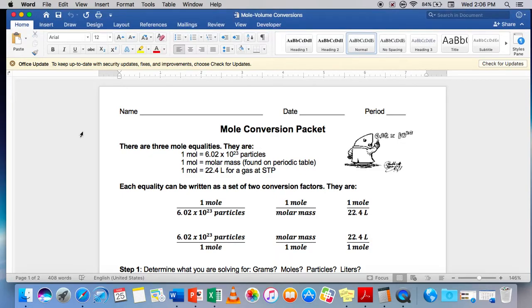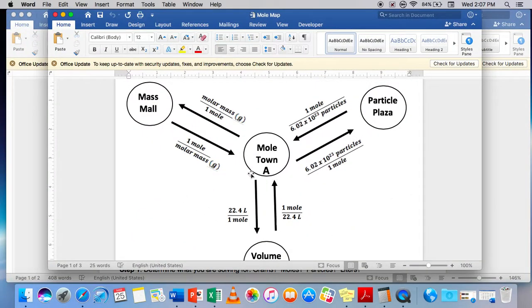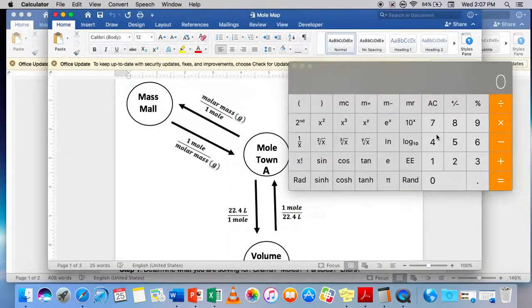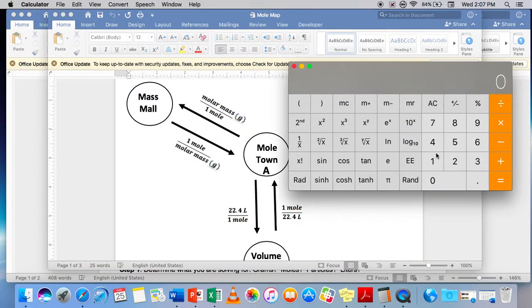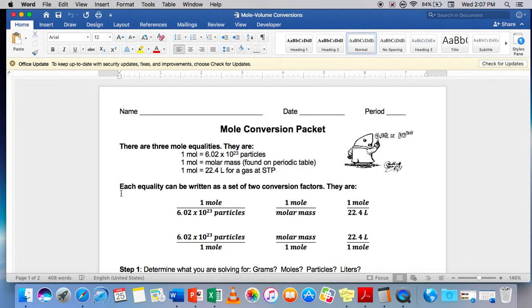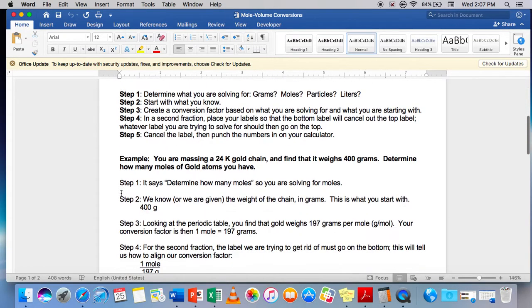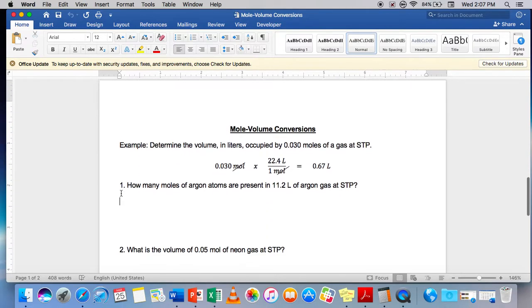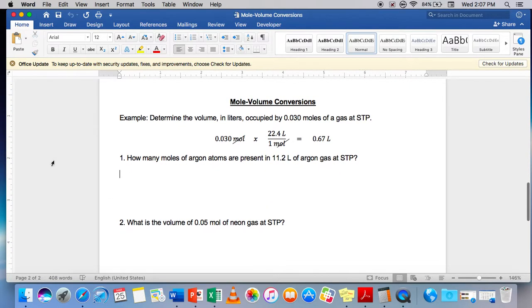Alright, in this video we're going to talk about mole and volume conversions. For this, the only things you're going to need are this worksheet and your mole map, as well as a calculator. Here is the same overview of the different mole conversions and the example from before, but we're concerned about our mole volume conversions.